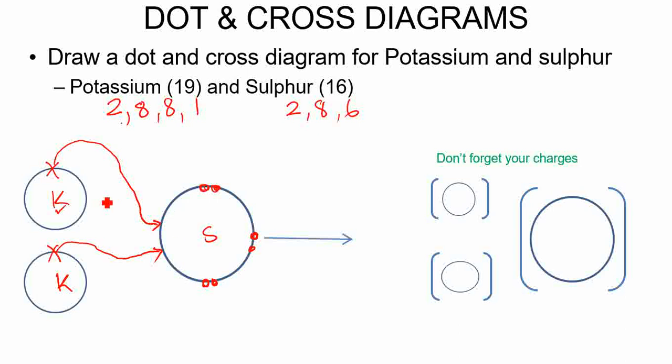So now what you have is a scenario where 2 potassium are required to be bonded with 1 sulfur. So now you end up with 2 potassium. Think about the charges that they will have. I'll come back to that. And you have the sulfur here, which is now stable. Everybody's now stable.